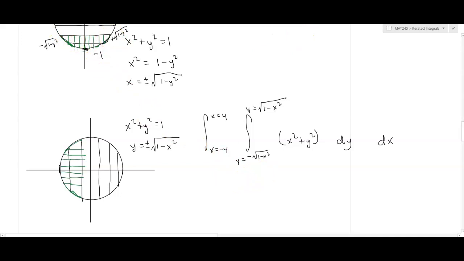So both of these approaches will work. It just sort of depends on what's going to be easier in the context of the problem. And we'll see situations where it's easier to integrate one way versus another.